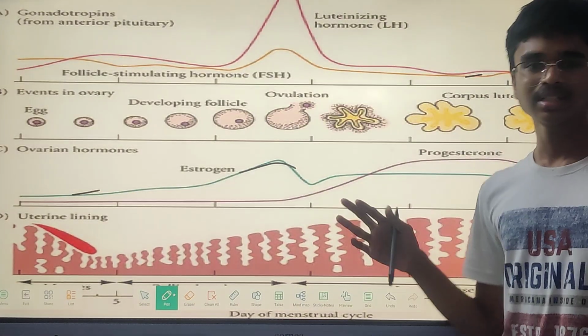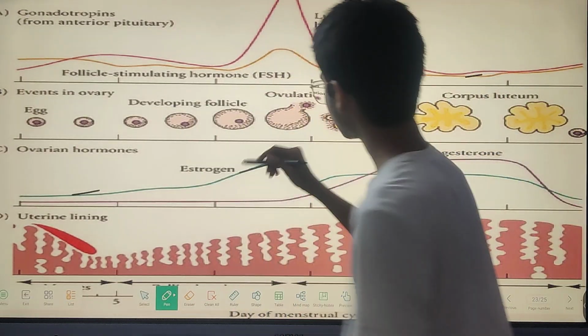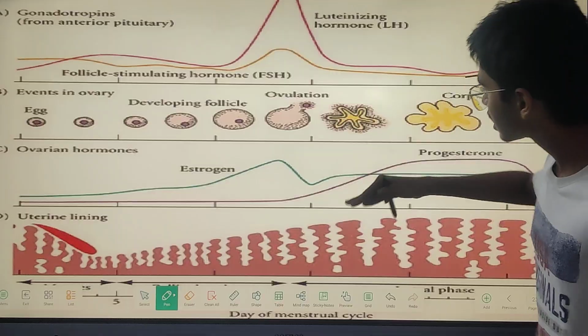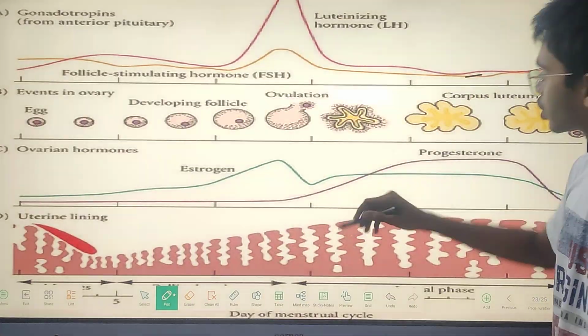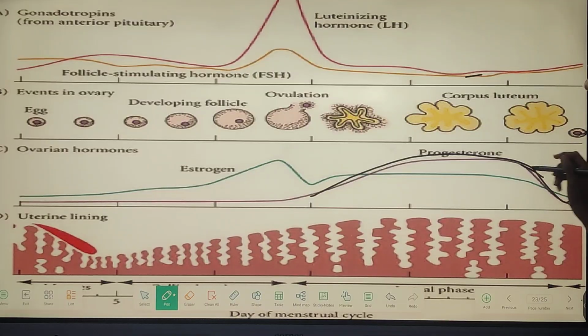It will not completely degenerate, it will just shrink. You can see exactly here is the particular point where the corpus luteum starts to form. Since this corpus luteum is going to form progesterone, this is also increasing.